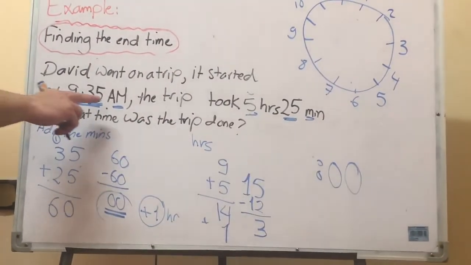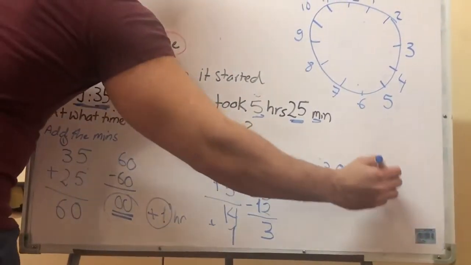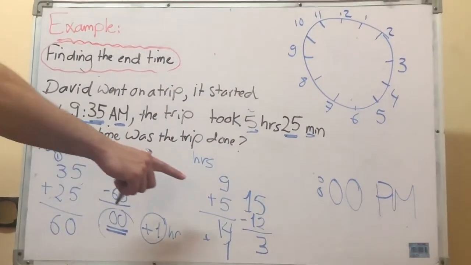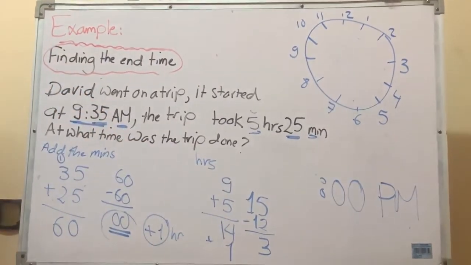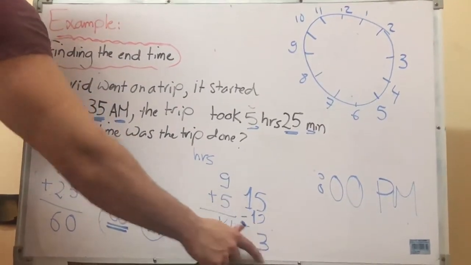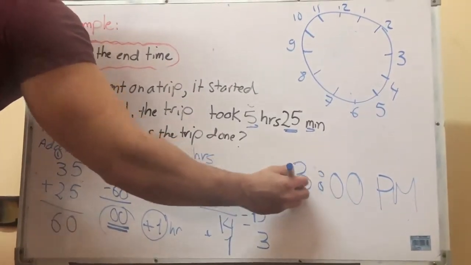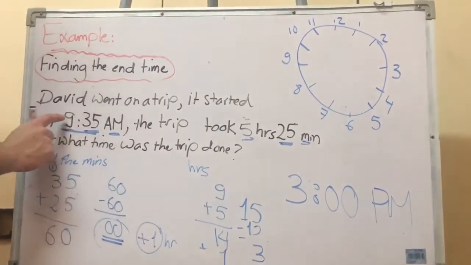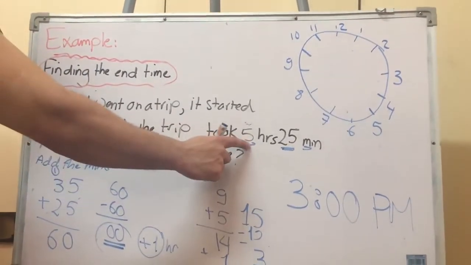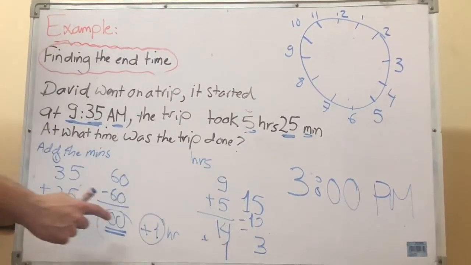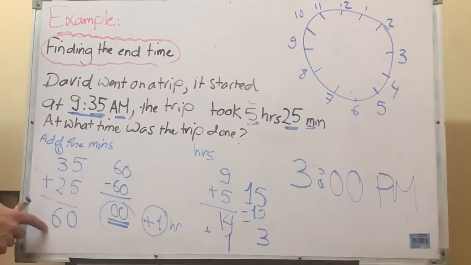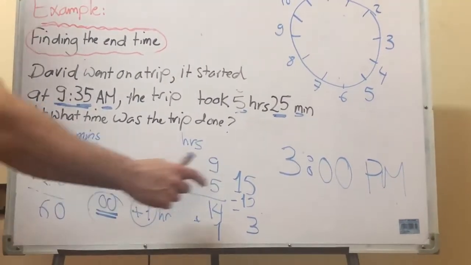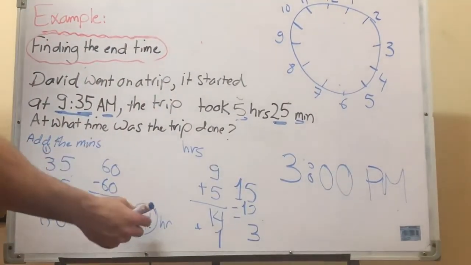And by that, I'm going to change the time from AM to PM, because the number just passed 12. And I have 3 in the hour section. Why is it 3? Because the trip started at 9, and it took 5 hours, so 9 plus 5 is 14. And since the minutes give me 60, that means it's exactly 1 hour. So I'm going to remove it from the minute section and add it as a full hour in the hour section.